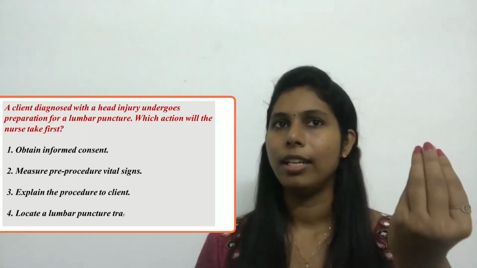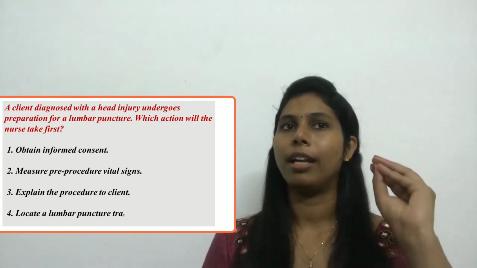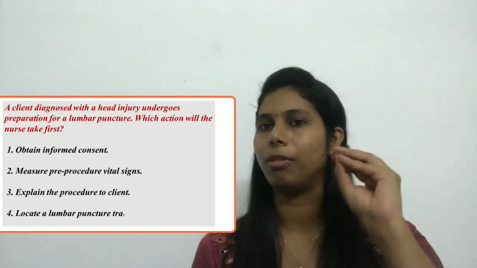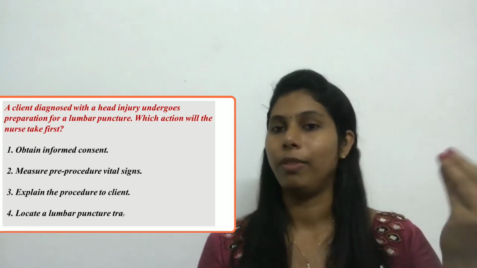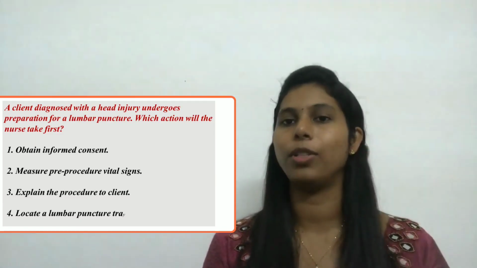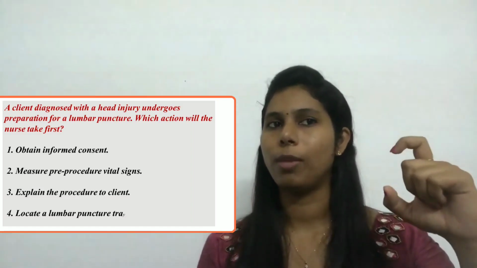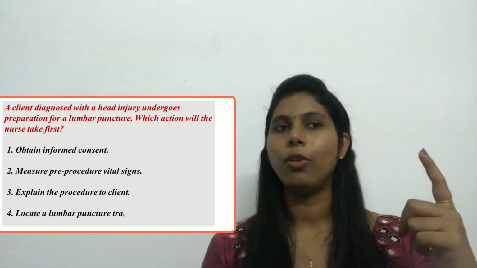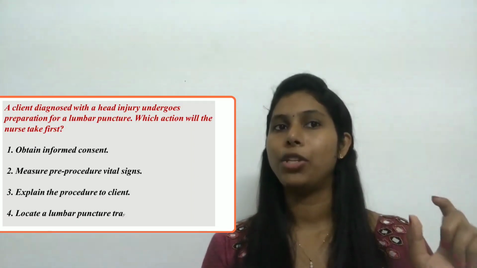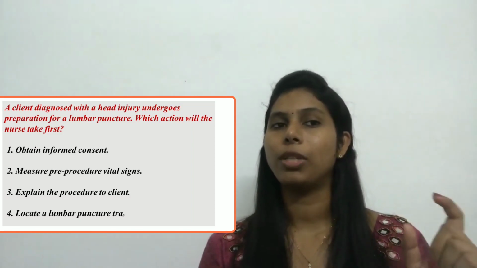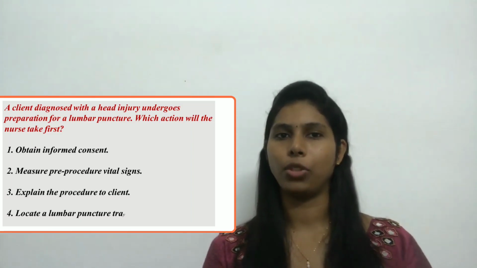Okay, the client has a head injury and is undergoing preparation for a lumbar puncture, which means the consent has already been taken. Before taking the consent, the procedure has already been explained to the patient. So those 2 steps we can eliminate. Have you eliminated them? Now we have only 2 options: measure pre-procedure vital signs, and the 4th option, locate a lumbar puncture tray.